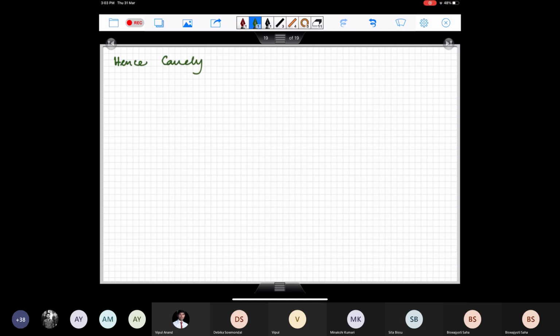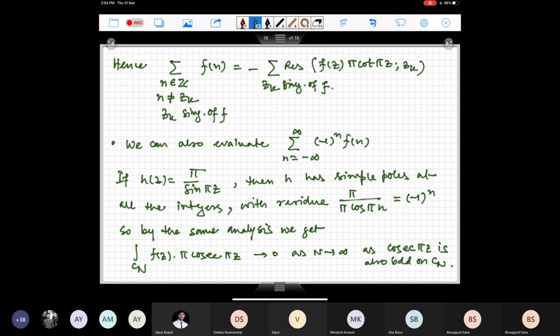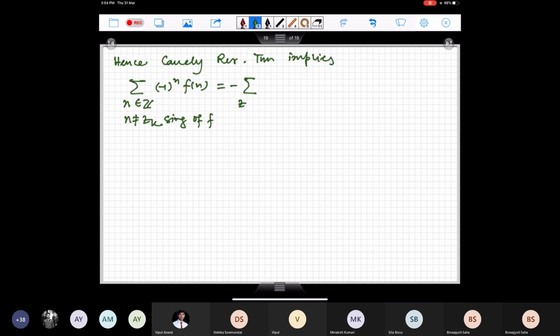Hence, Cauchy residue theorem implies that the summation over n in Z, n not equal to zk, of minus 1 power n f of n is equal to minus the sum over zk, singularities of f, of the residue of pi cosec pi z into f of z. That's the formula that we can have.